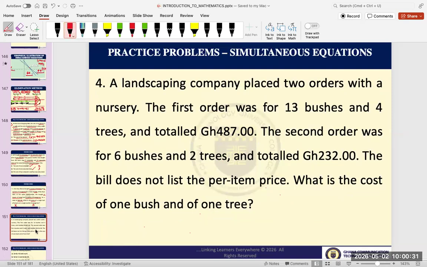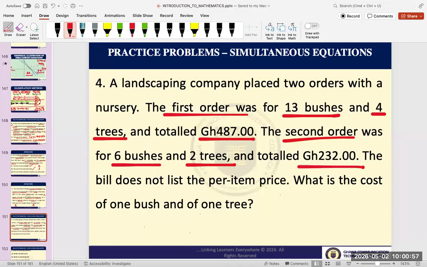Simultaneous. Then the last one, a landscaping company placed 2 orders with the nursery. The first order is 13 bushes and then 4 trees, costing 487. So this was first order. Second order, 6 bushes, 2 trees, costing 232. What is the cost of one bush? You let X represent bush. One tree, you let Y represent tree. Once you get your X and Y, you have solved the problem.